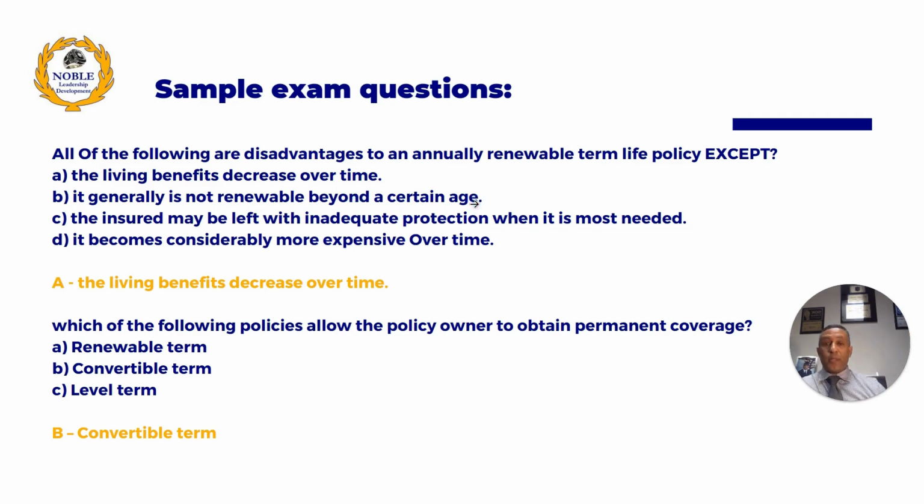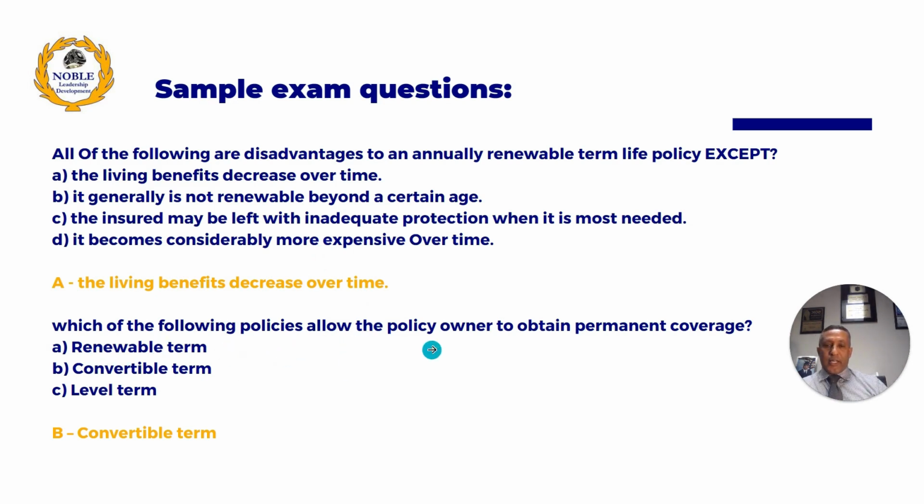A term cannot be permanent life insurance, so it's going to end, maybe at 70, 75, right? Maybe 80. It's going to end and it will not be renewable after that age. So when it's most needed, there is no protection. But that's the drawback of a term life insurance. It's the least expensive, but it's going to expire down the road.